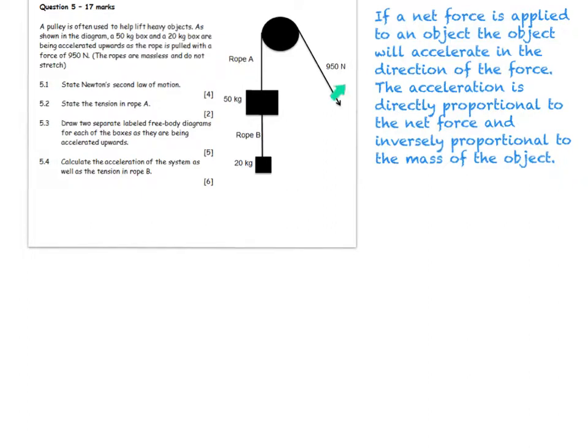State the tension in rope A. It's the same rope. So rope A will be 950 newtons, and because it's a tension, it has a direction: it is upwards, because it is pulling away from the 50 kilograms.